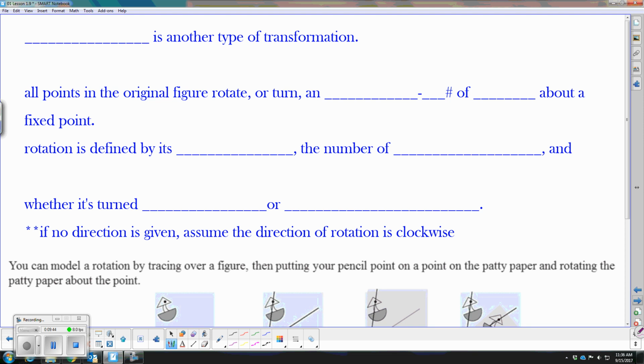All right, the second type of transformation is a rotation.